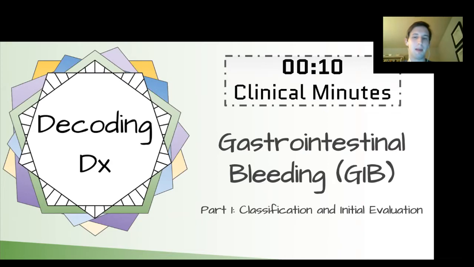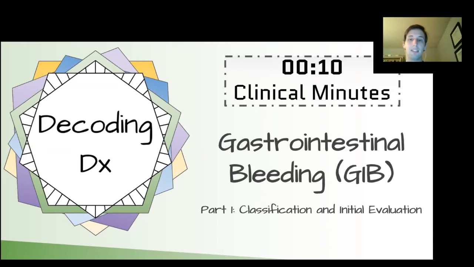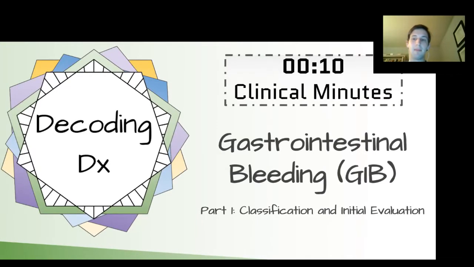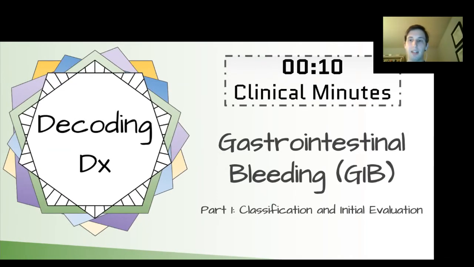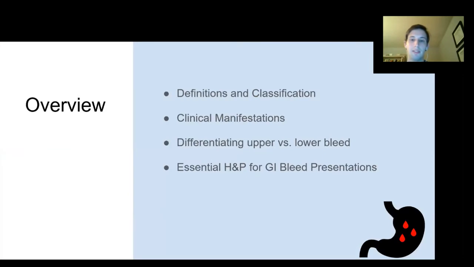Today we're going to be talking about GI bleeds, and this will be part one of a multi-part GI bleed series. So we're going to be talking about today the classification and initial evaluations of patients who come in with the chief complaint of a GI bleed. In later series, we'll talk more about management, stratification, triaging, and then some underlying etiologies of lots of different kinds of GI bleeds. So we'll talk about definitions, some manifestations, how to differentiate different types, and then the important parts of the H&P that you need for the chief presentation of a GI bleed.